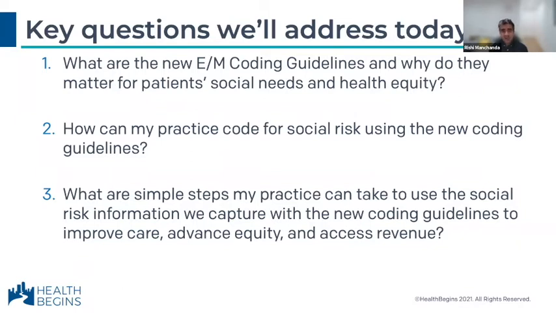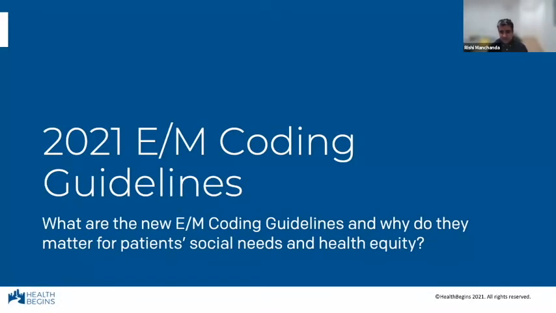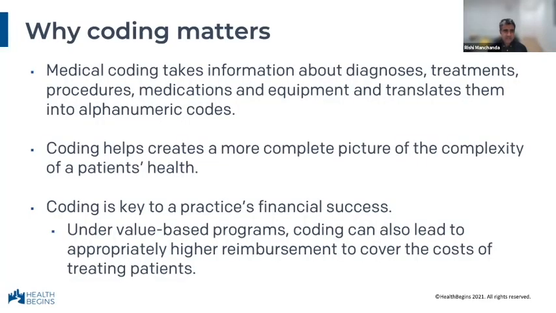Here are some key questions that we'll address to be able to meet those objectives. What are these guidelines? How can my practice code for social risk using them? And then what simple steps can we take to improve care, as I mentioned. And so with that, I'll spend a moment here just describing the new coding guidelines. Sarah, I'll take maybe a couple slides here just to describe this, and I'll hand it over to you in the next just to talk about social risk. That sounds great.